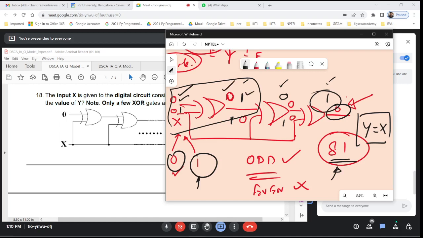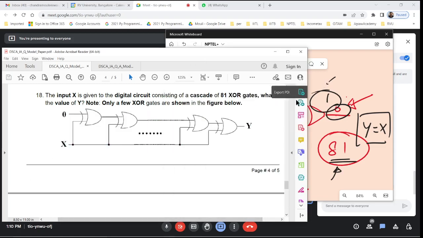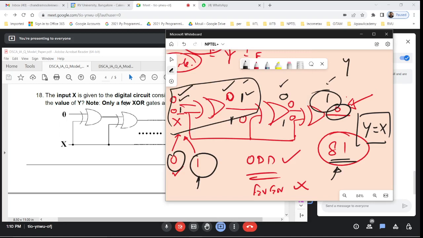So that's how you need to find out, and you need to say what is the value of y. Y is equal to x. You have to say y is same as x. Capital Y is same as x. So this is the answer.